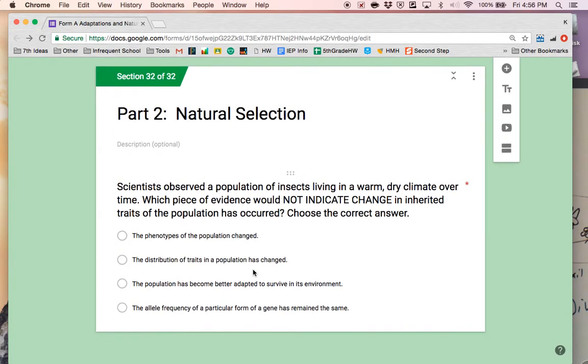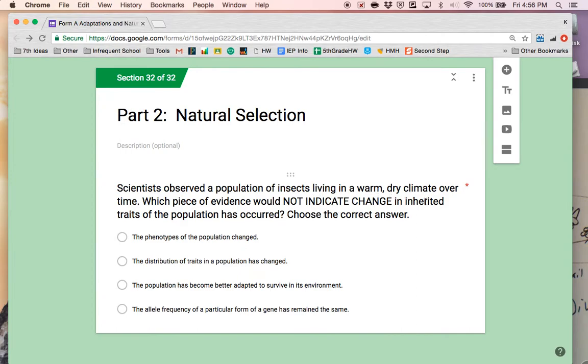Last question. Scientists observed a population of insects living in a warm, dry climate over time. Which piece of evidence would not indicate change in inherited traits of the population has occurred? Okay, so warm, dry climate. Which piece of evidence would not indicate change? So no change would take place. The phenotypes of the population changed. I'm looking for the one that won't indicate change, so this one is telling me it's changed, not the answer. Distribution of traits in a population has changed. Okay, again, we're trying to figure out which one is not changing. This clearly is saying it's changing.